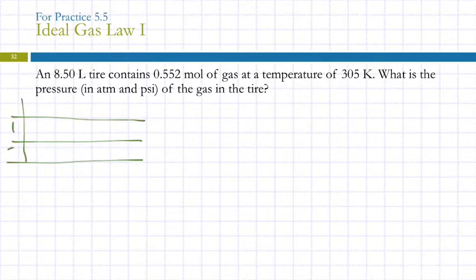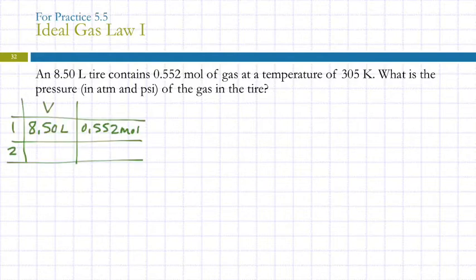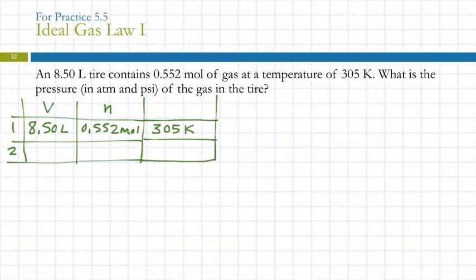So we make a table like before, ones and twos. We start putting the numbers in. 8.50 liters. Okay, well that's a volume, because liter is a unit of volume. 0.552 moles. That's N, because N is amount of gas in moles. Oh, 305 Kelvin. I guess we need to extend this. 305 Kelvin. Do we need to convert that temperature? No, because it's already in Kelvin. That was like a birthday present right there.